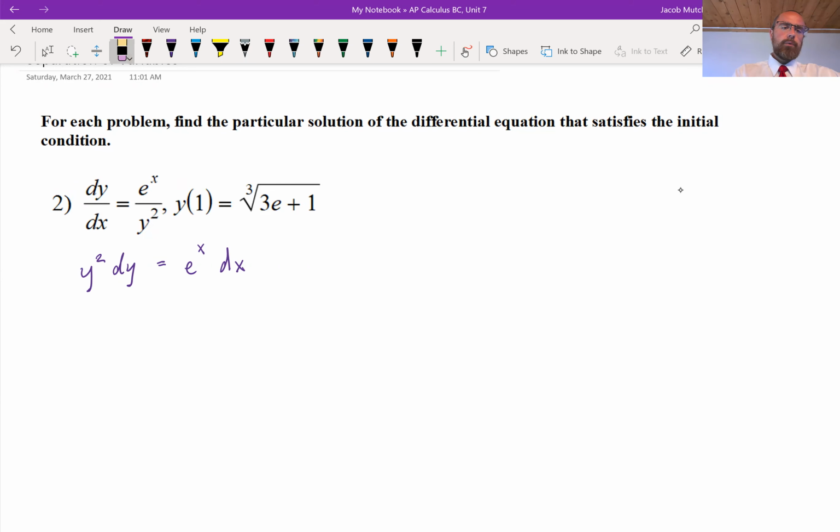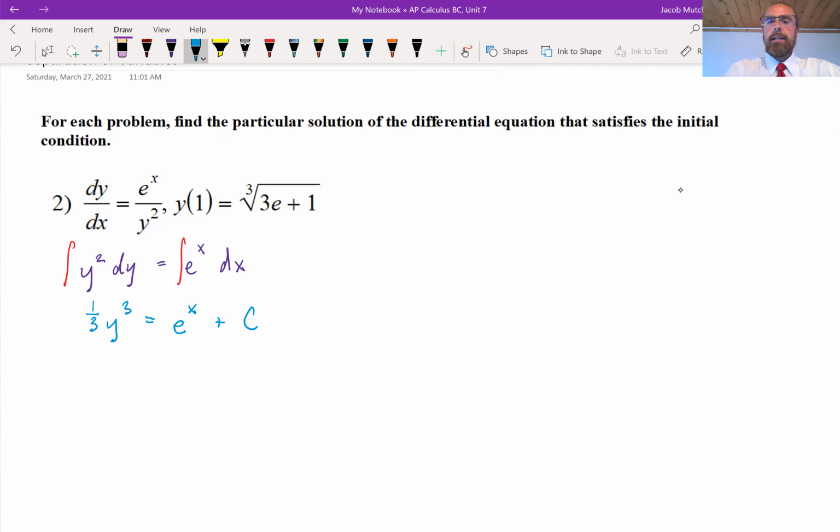At that point, I want to integrate. So I'm going to apply the integration to the left side and to the right side, and we'll integrate as usual. The integration of y squared dy is going to be 1/3 y cubed. Then we'll integrate the right side. The integration of e to the x dx is going to be simply e to the x. And we'll also include our plus c. So that's a good general solution.